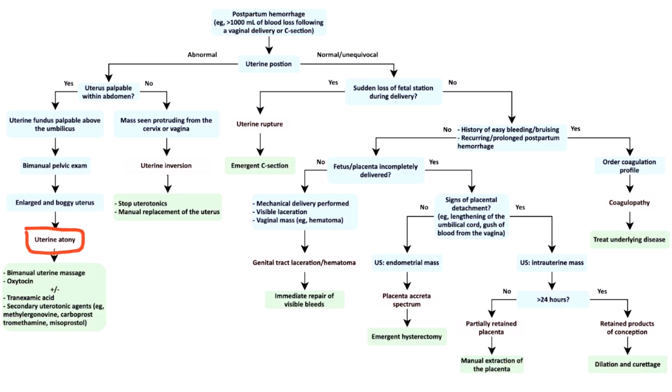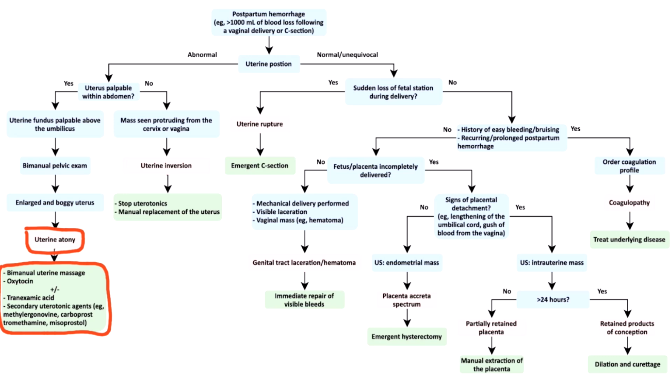Management of uterine atony begins with a bimanual uterine massage to try and firm up the uterus. High-dose oxytocin is administered next. Oxytocin is usually given in some amount to all patients following delivery to prevent this complication, but we need to increase the amount if uterine atony develops.